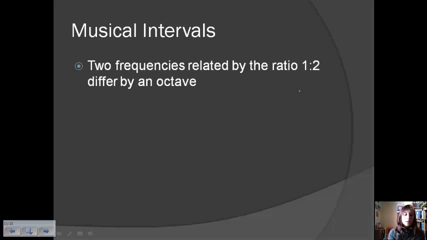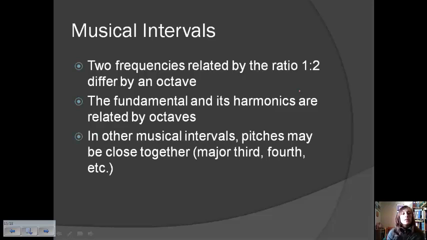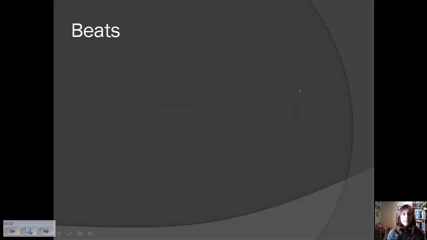Okay, so we've talked about chords, and let's talk about musical intervals. Two frequencies related by the ratio 1 to 2 differ by an octave. And the fundamental and its harmonics, remember the lowest frequency and then odd number multiples of that, are related by octaves. In other musical intervals, pitches may be close together. You could have a major third, a major fourth. It doesn't always have to differ by an octave. And with all of this comes beats.